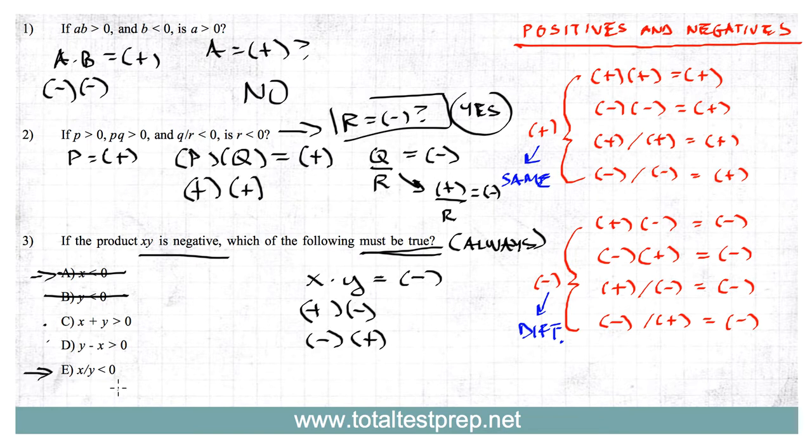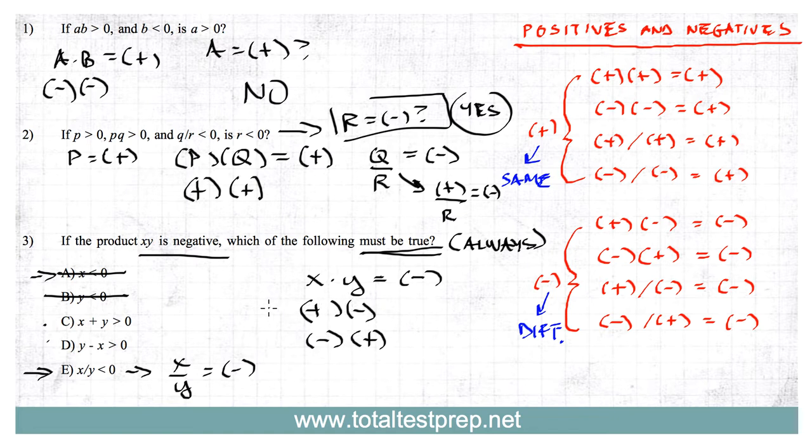So in E, we're told that x divided by y is less than 0, or that x over y is negative. In other words, in order for this answer choice to be correct, x divided by y would always have to be negative. Well, in order for x divided by y to be negative, they would have to be different signs. And although we don't know exactly what signs x and y are, we know that they're always different.